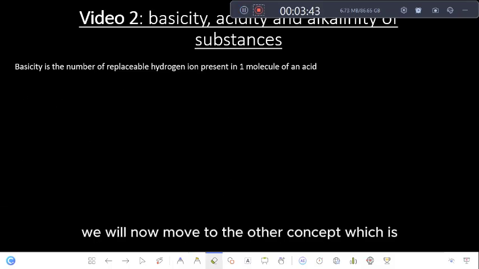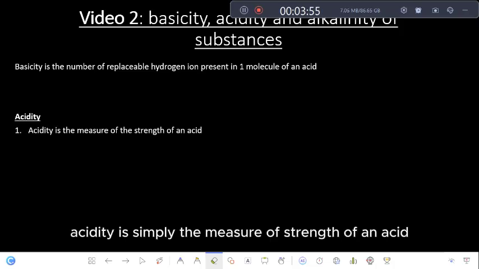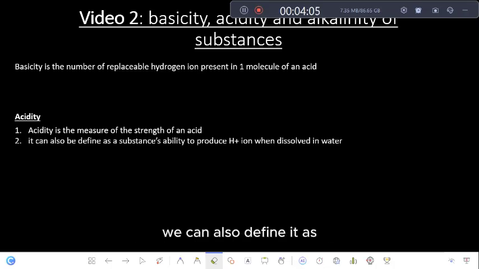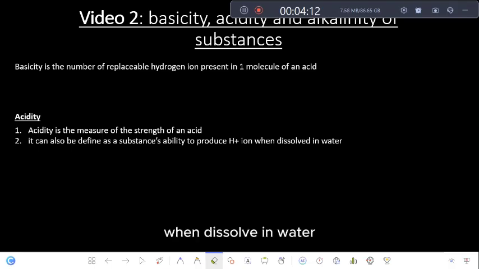Now, we will move to the other concept, which is acidity. Acidity is simply the measure of the strength of an acid, that is, how strong or weak an acid is. We can also define it as a substance's ability to produce hydrogen ions when dissolved in water.